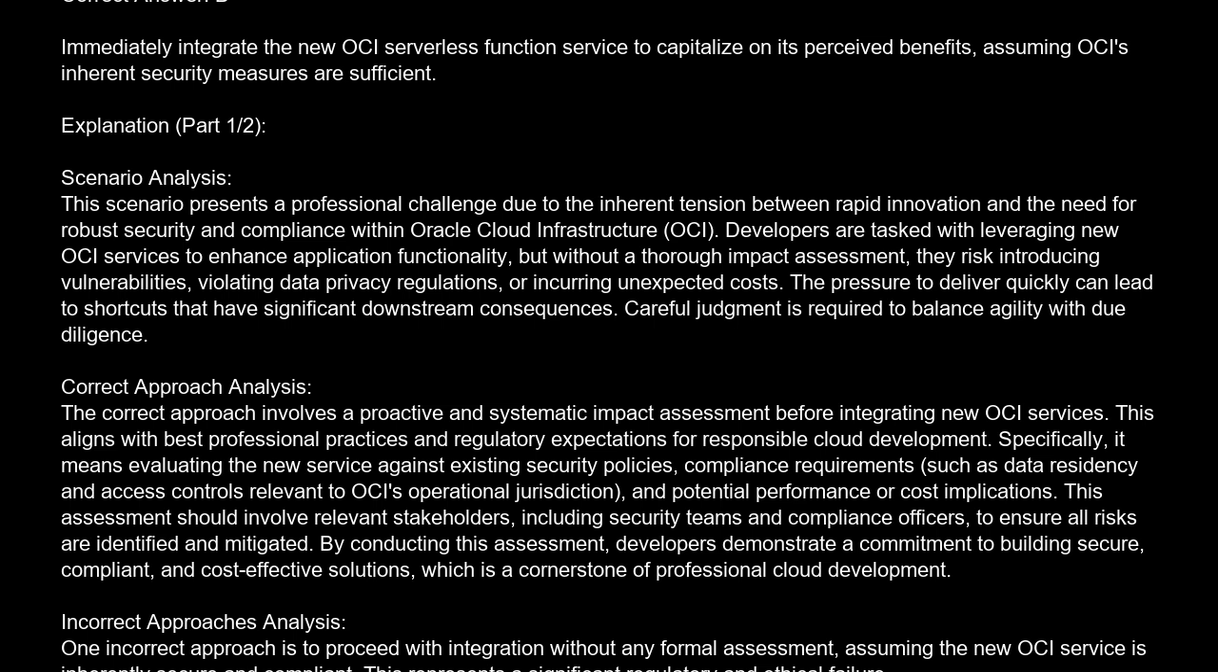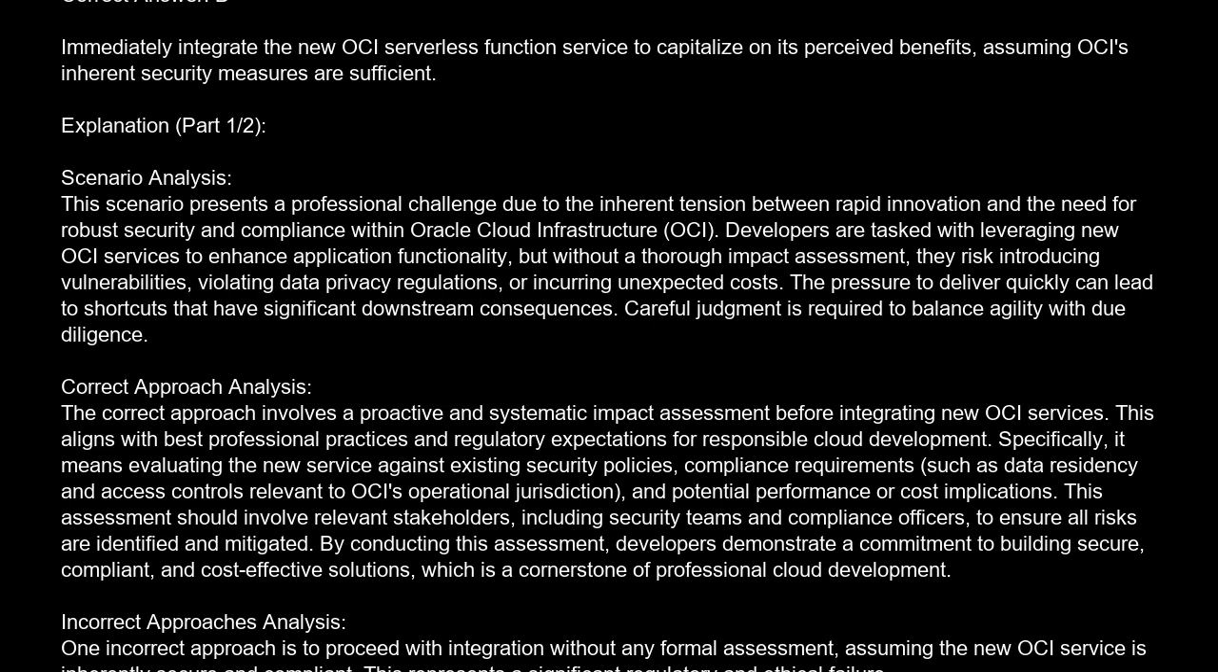Correct approach analysis. The correct approach involves a proactive and systematic impact assessment before integrating new OCI services. This aligns with best professional practices and regulatory expectations for responsible cloud development. Specifically, it means evaluating the new service against existing security policies, compliance requirements, such as data residency and access controls relevant to OCI's operational jurisdiction, and potential performance or cost implications.